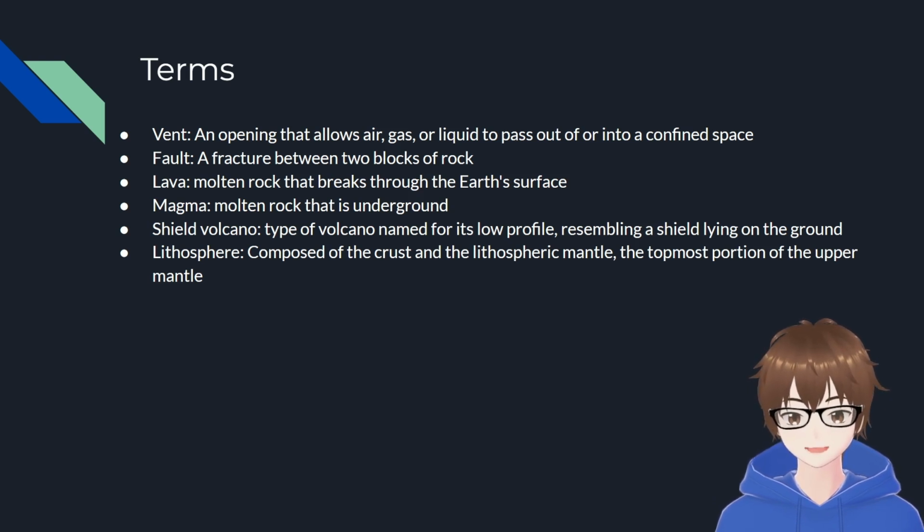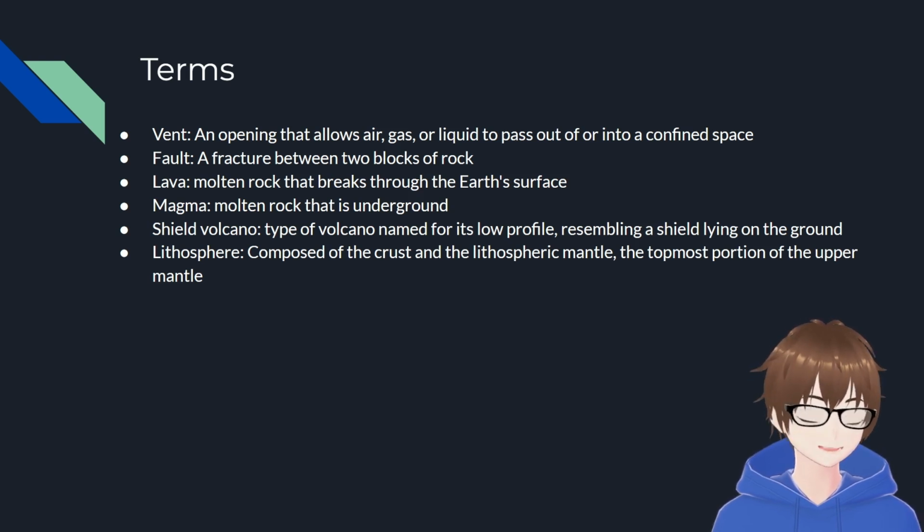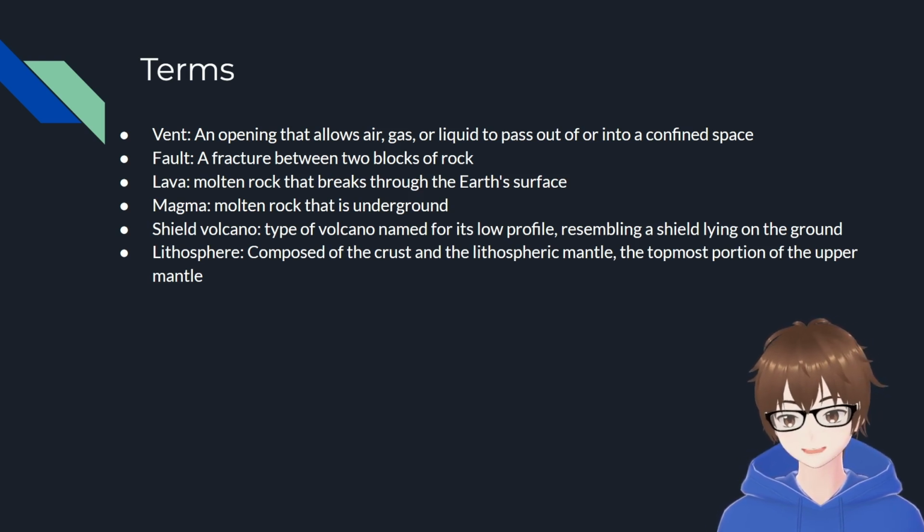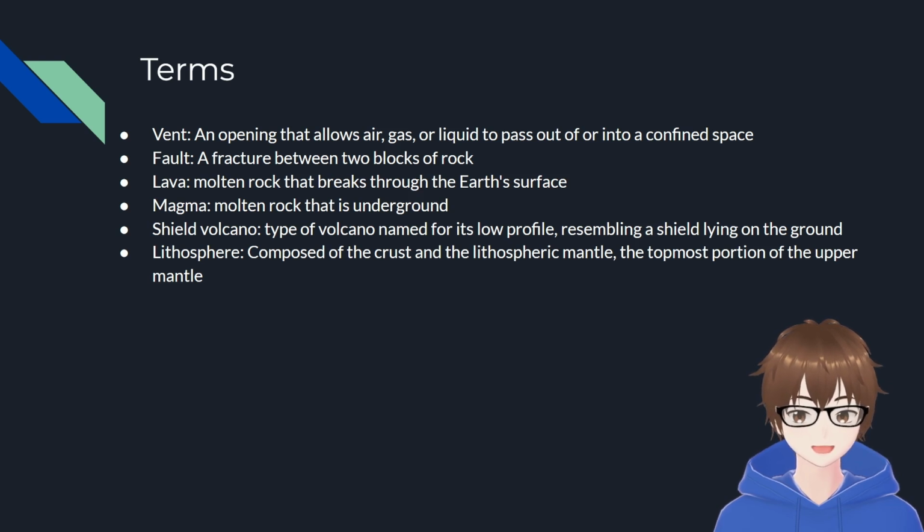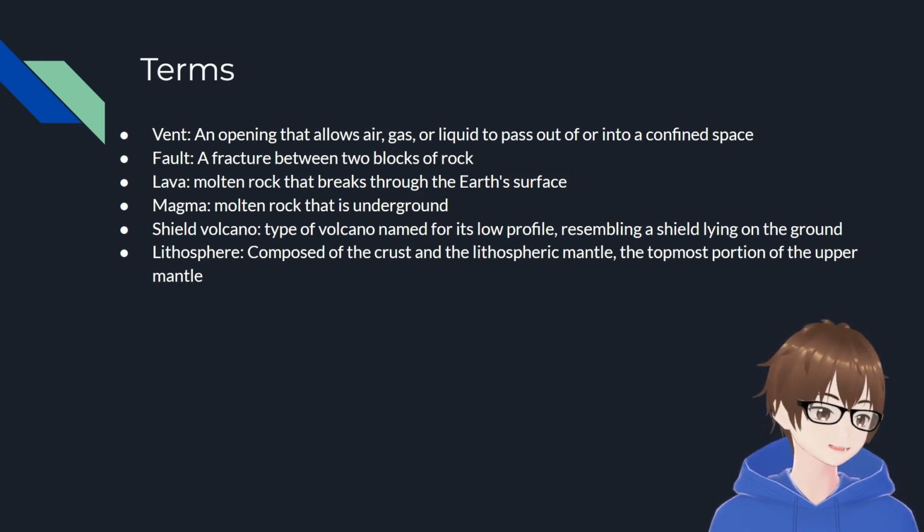Then there's also a type of volcano called a shield volcano, which is named for its low profile. It resembles a shield laying on the ground. So it can be tall, but it's not steep. That's basically what I mean by that. And then lithosphere, I know we talked about it a little bit there, but it is basically composed of the Earth's crust and also the lithospheric mantle, which is the uppermost portion of the upper mantle. So basically, just imagine it as the Earth's crust.